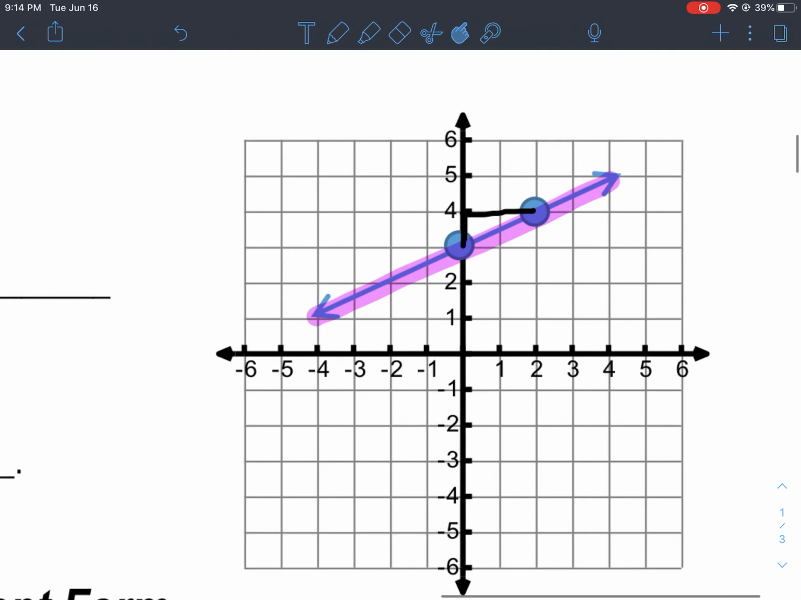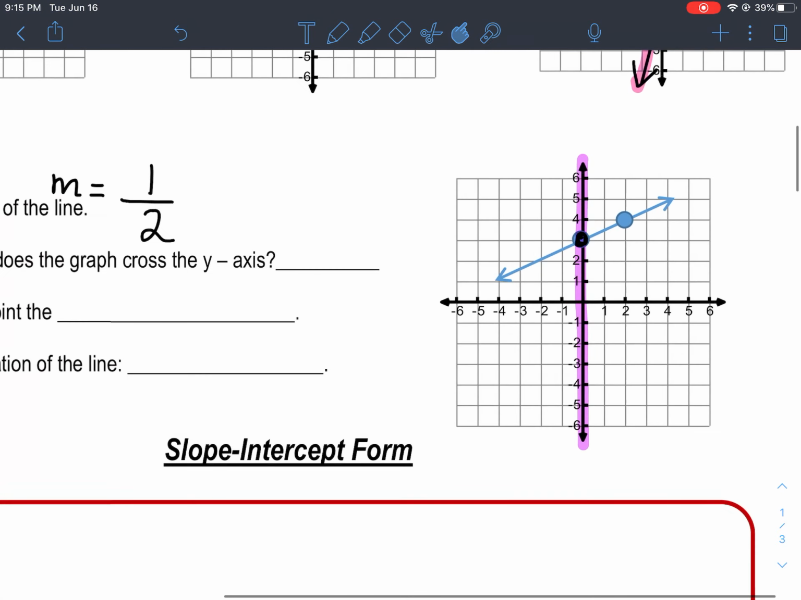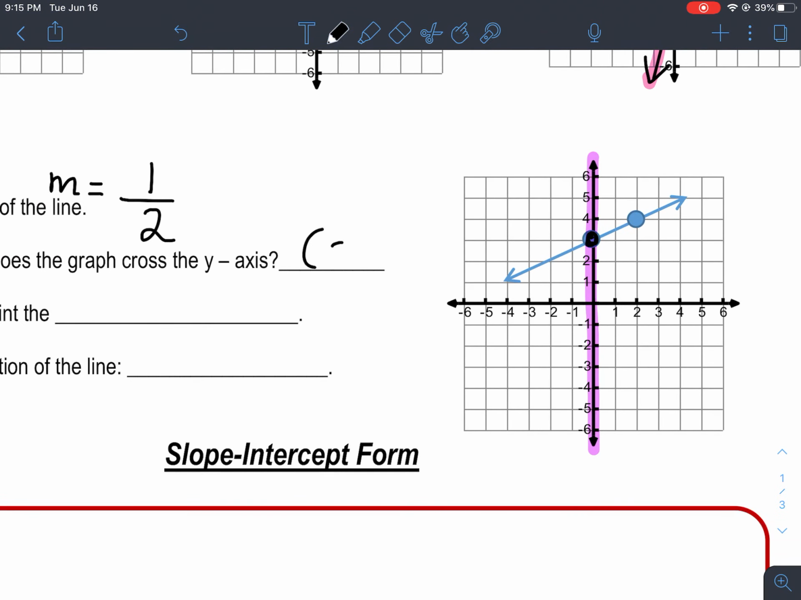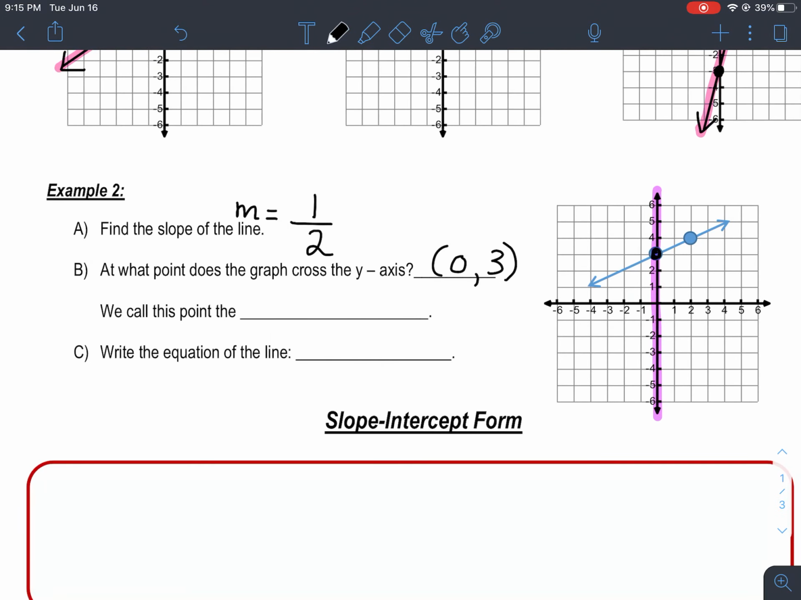At what point does the graph cross the y-axis? Well, we know the y-axis is the vertical axis. So that's this one. It looks like here, which is 3 on the y-axis, 0 on the x, so 0, 3. Just like I was talking about before, that point has a special name. It's called the y-intercept.